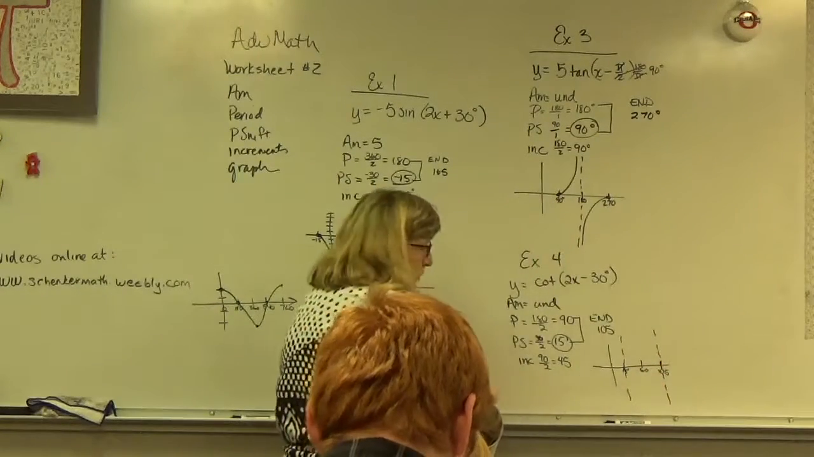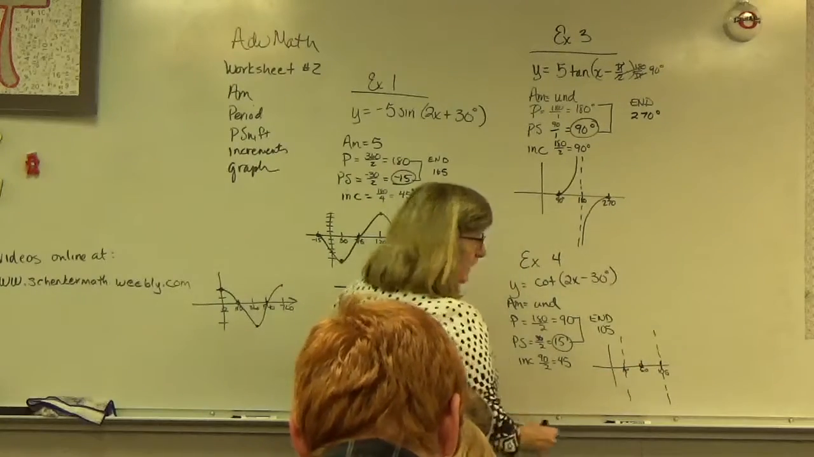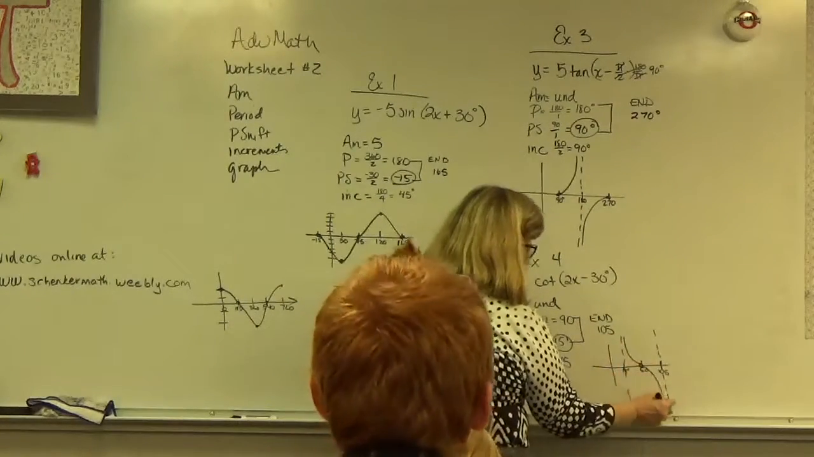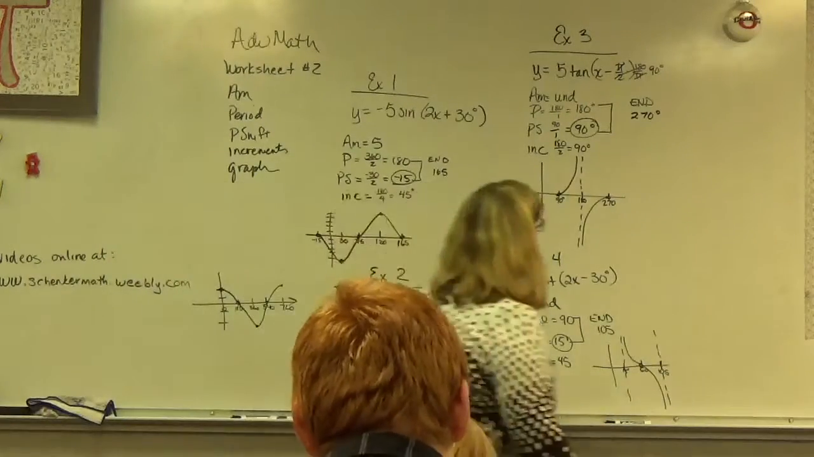Okay, and now, what happens with the graph? Doesn't it always cross in the middle at 0? It starts high and goes low. I think we can squeeze another one in here.